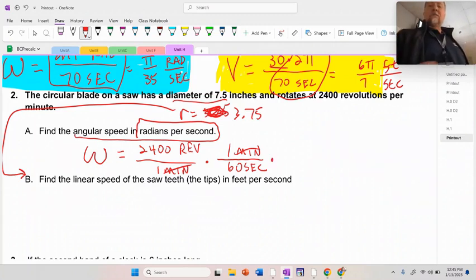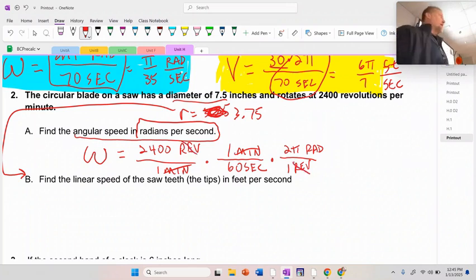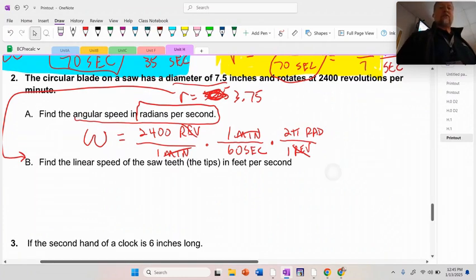Okay, and then times, how many radians are there in a revolution? Is it 2 pi over 1 or 1 over 2 pi? 2 pi over 1. Fractions, guys. This is basic skills. The word revolutions cancels. The word radians is left over. Lo and behold, I have radians over seconds. It's the simplest thing in the world to do.